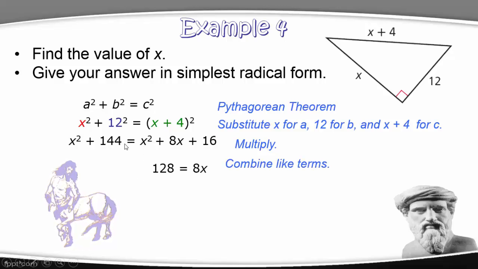We're left with 144 is equal to 8x plus 16, so we bring the 16 over and get 128 is equal to 8x, and then of course we divide by 8 and we get x is equal to 16. To finish it up, we now know what the leg is, so our leg here is 16, and our hypotenuse, x plus 4, that means that is 20.